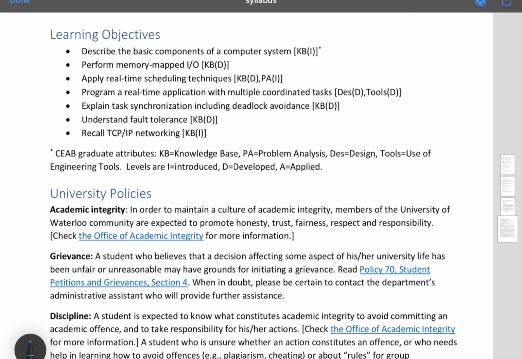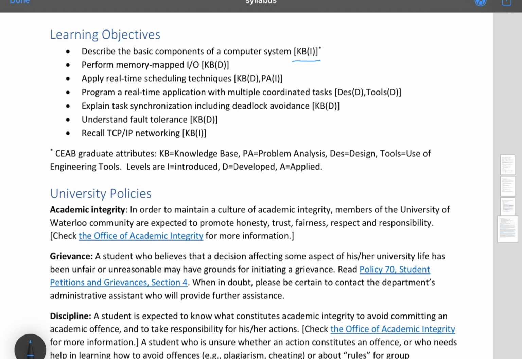Finally, what should you know about the course? What do I want you to take away from this? You'll see at the end of each line a square bracket with some kind of gobbledygook in there. This has to do with the engineering accreditation. They want to know what graduate attributes I'm covering, so knowledge base, and then there's a level there. I is introductory, D is developing or developed, and A is applied. So I want you to understand the basic structure of a computer system and its components, perform memory mapped I/O, and apply real-time scheduling techniques. You'll be doing that in problem sets, and you'll be doing that on the tests.